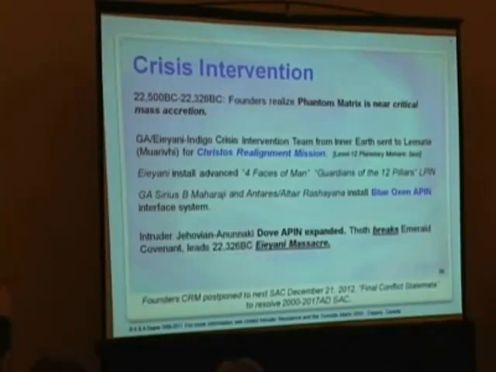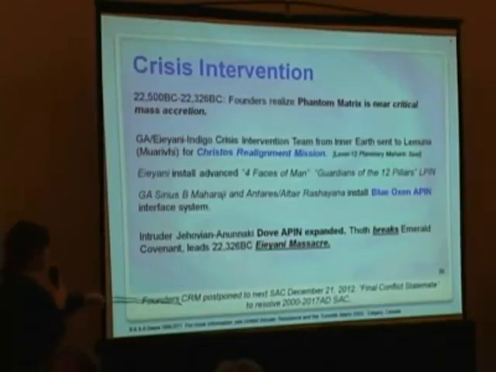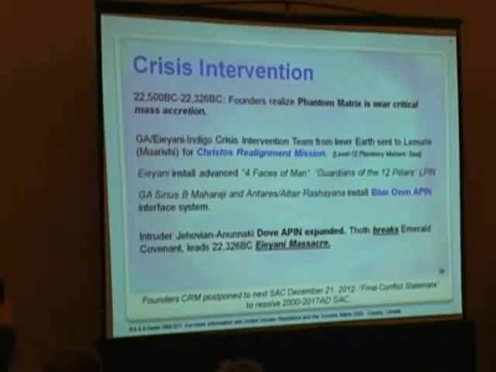Now, it's my understanding that when we, as voyagers, came in as Yanni to realign the planetary grid system, the Yanni massacre occurred while we were actually activating the four faces of man LPIN system. So the founders had to postpone the Crystals realignment mission to the next SAC, December 21st, 2012, final conflict stalemate, to resolve during the 2000-2017 AD SAC. So we're in 2011. We have 6 more years.